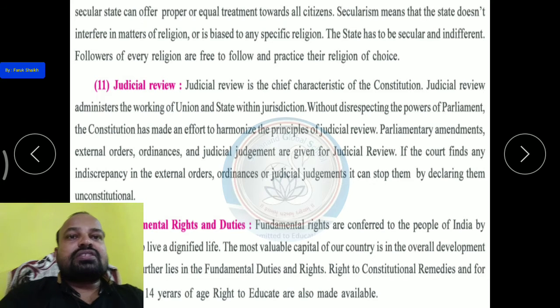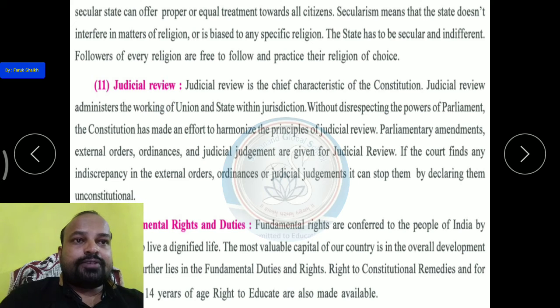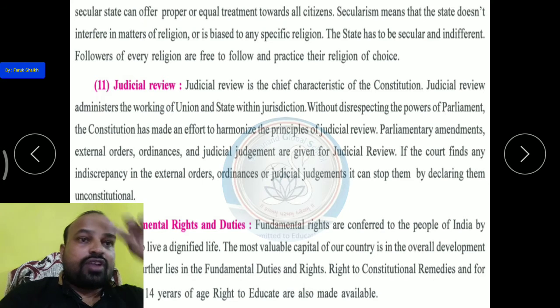Secularism means that the state doesn't interfere in matters of religion or base itself on any specific religion. The state has to be secular so that followers of every religion are free to follow and practice their religion of choice. In a secular country, the state cannot interfere in religious matters. They cannot favour any specific religion, यानी कि किसी एक religion के साइड में रह के वो कुछ काम नहीं कर सकते.